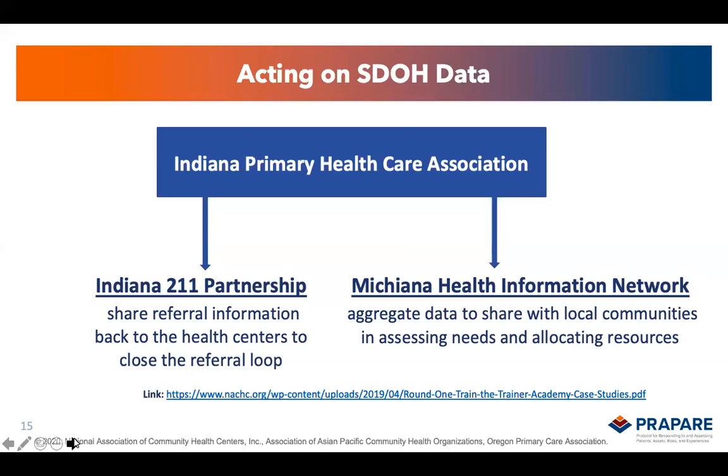And then even more interestingly was the Michiana Health Information Network, which was able to use this data to say, okay, this is what's happening in the community, this is how we can assess the needs, and how we allocate resources accordingly. So this is just an example of how this patient-level data could be used for upstream efforts. You have a 211 partnership and then another partner that's able to visualize and aggregate the data in a way that's very powerful for resource planning and strategizing as well. Next slide, please.